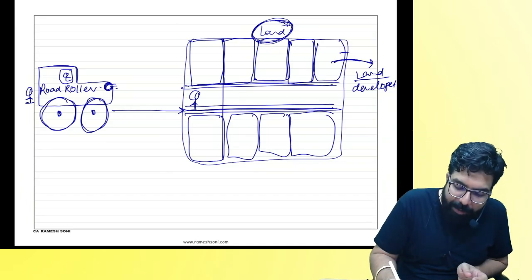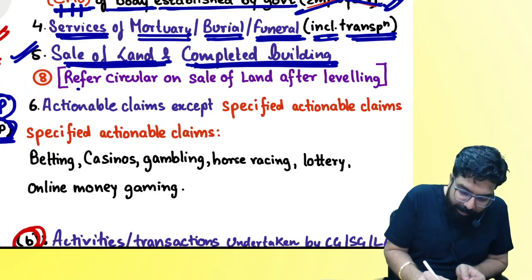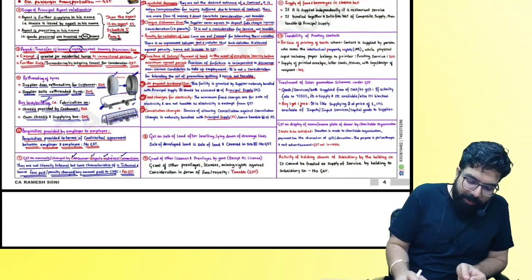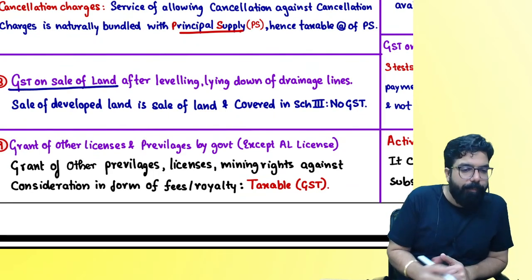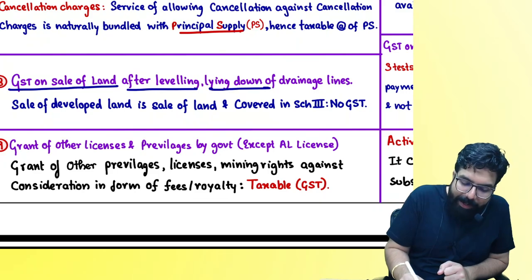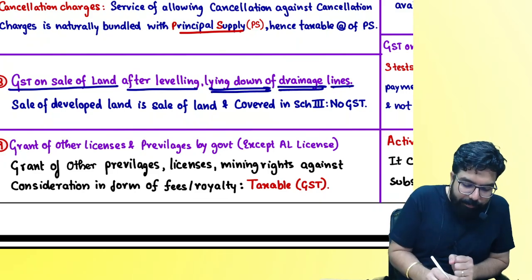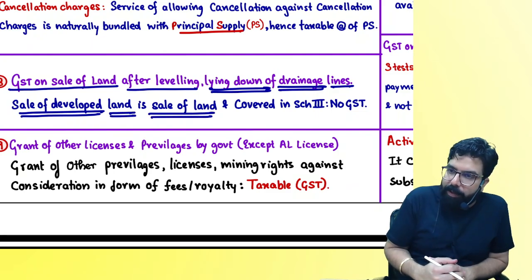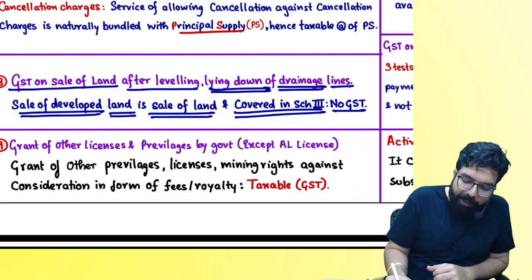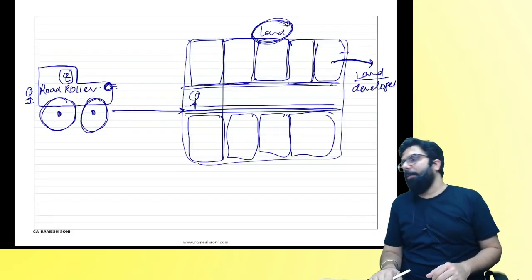Tell me one thing, when I am selling the land, refer to the circular which says, everyone over here, GST on sale of land after levelling, laying down of drainage lines. Remember, sale of developed land is also a sale of land, and it will be covered in Schedule 3 and there will be no GST. Are we all clear till here?